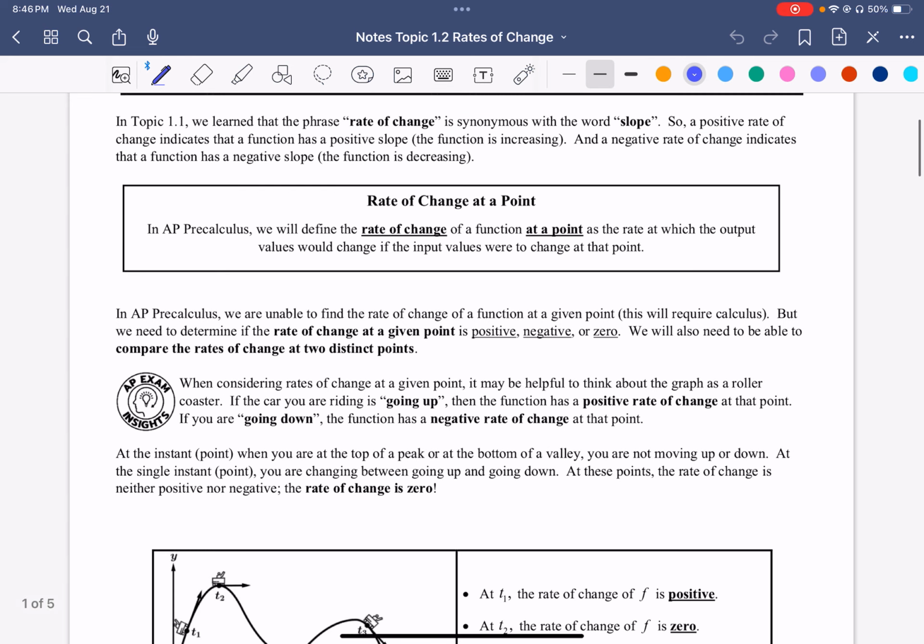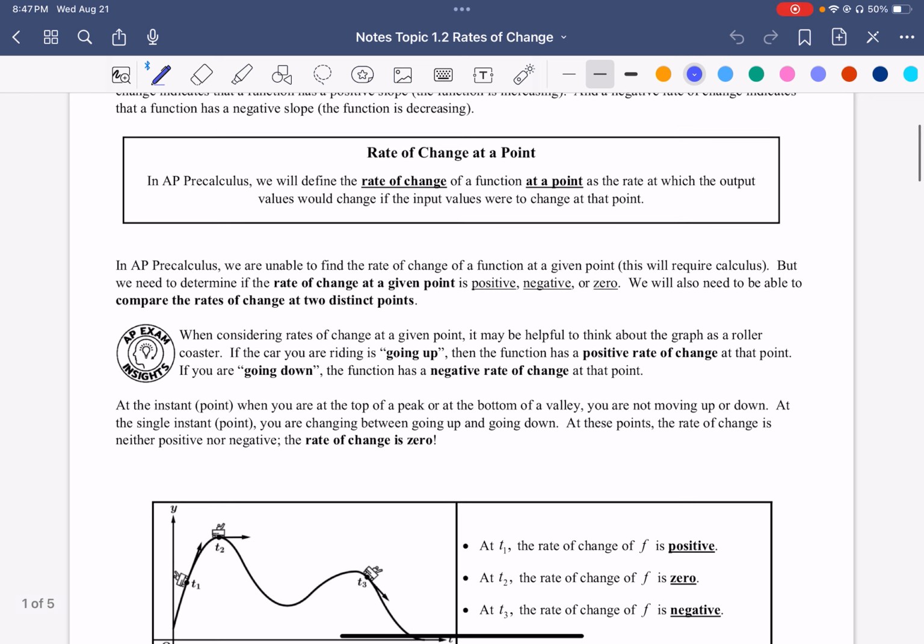In topic 1.1, we learned that the phrase rate of change is synonymous with the word slope. So a positive rate of change indicates that a function has a positive slope, meaning that the function is increasing. And a negative rate of change indicates that a function has a negative slope, meaning that the function is decreasing.